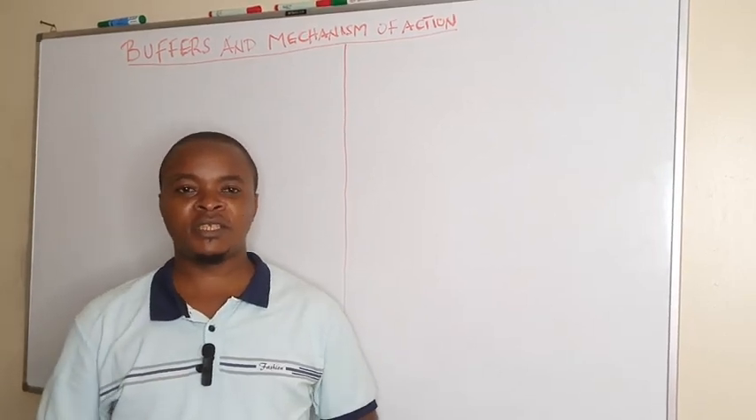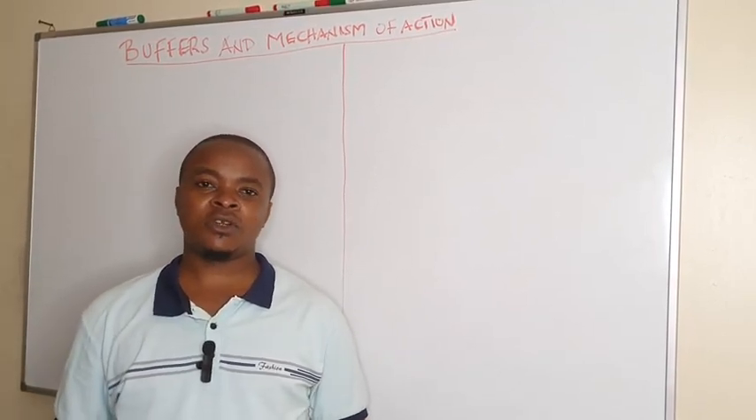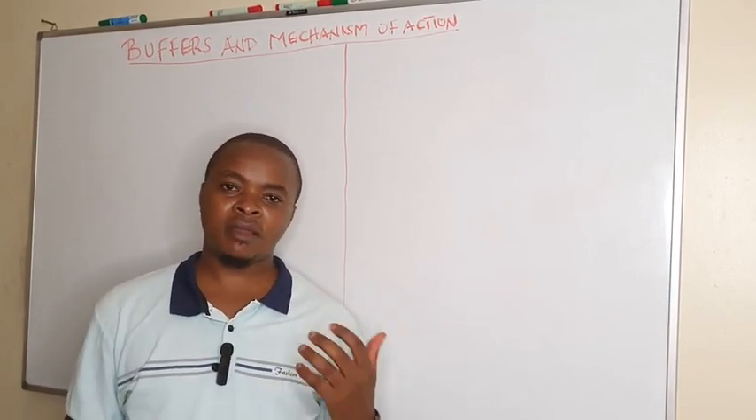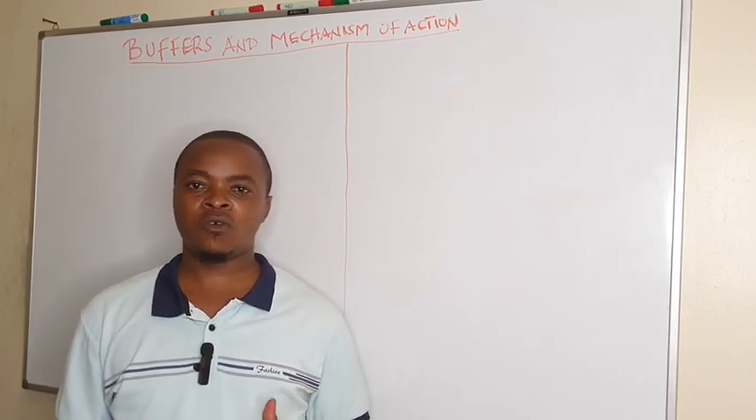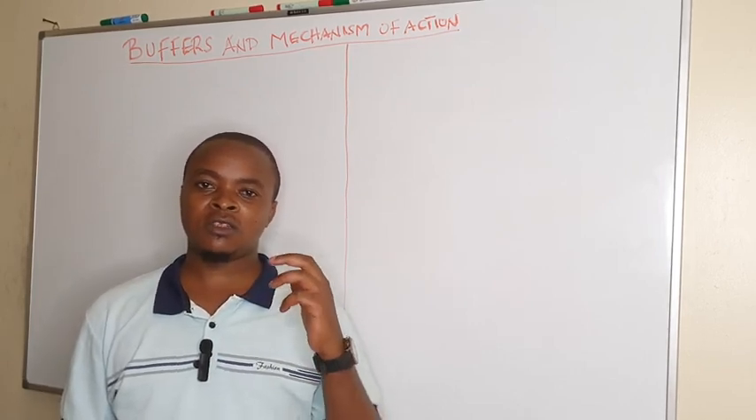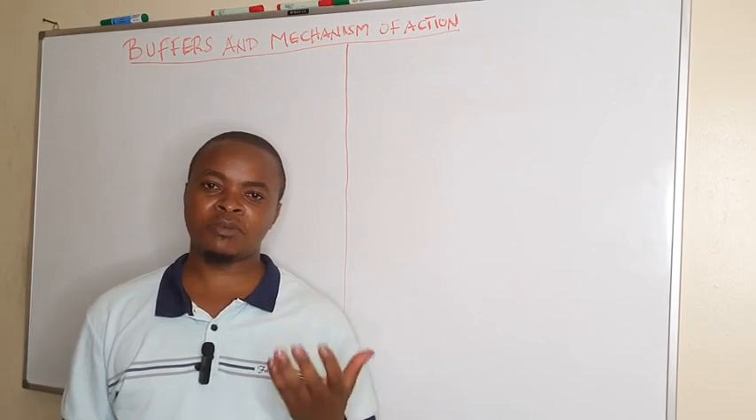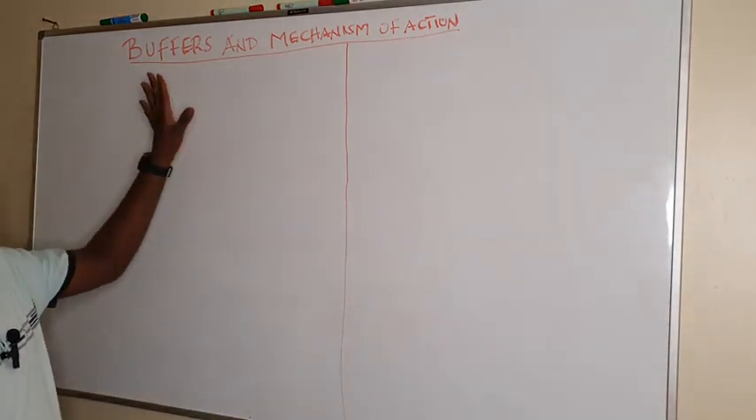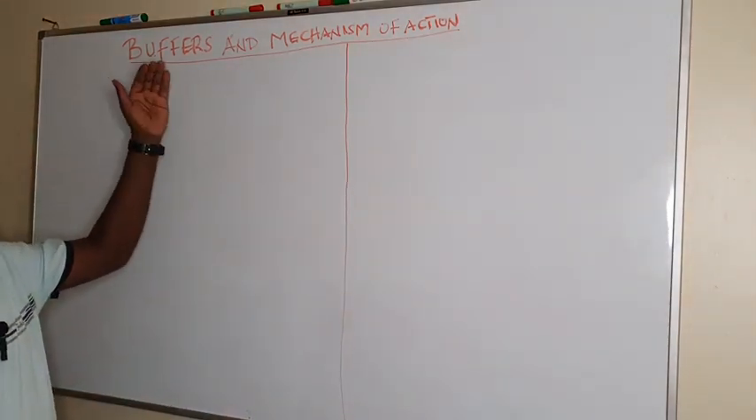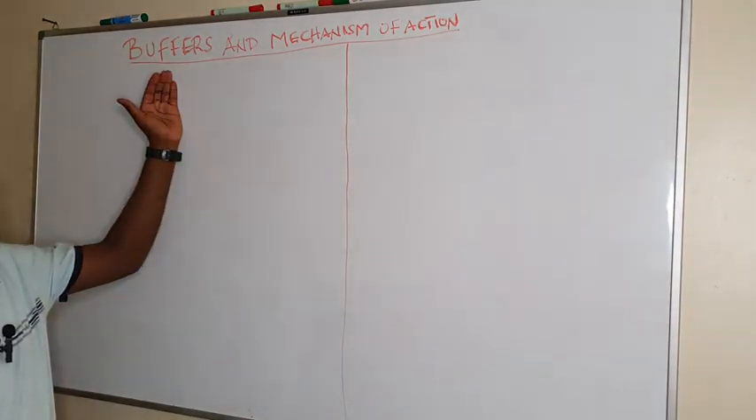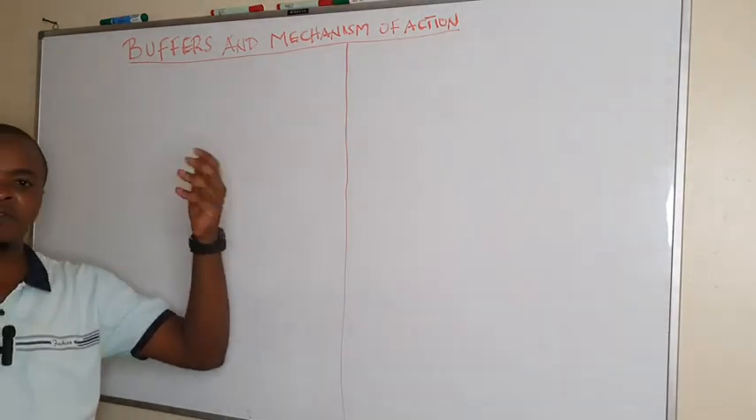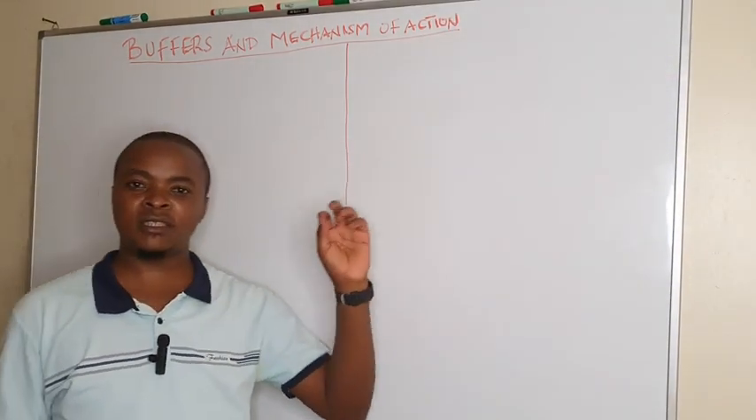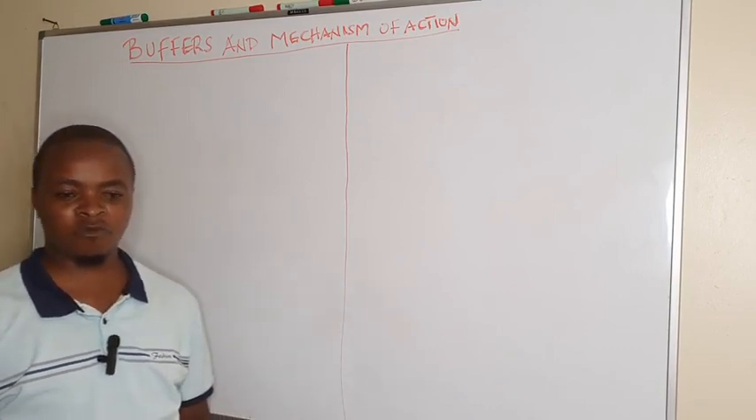In this lecture at Medical Sciences, we're going to discuss buffer systems and their mechanism of action, or how they work to maintain pH. So we're going to look at different buffer systems. We're going to define what a buffer solution is. Then we shall give different examples of buffers, and then we shall look at the mechanism of action of buffers.